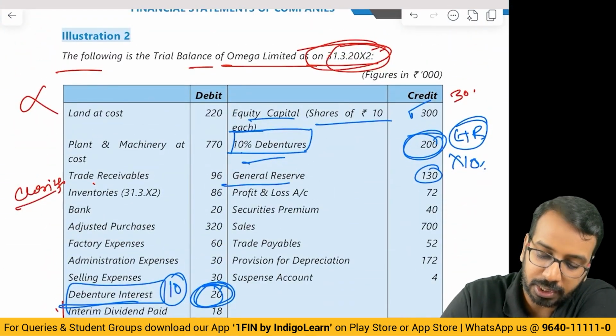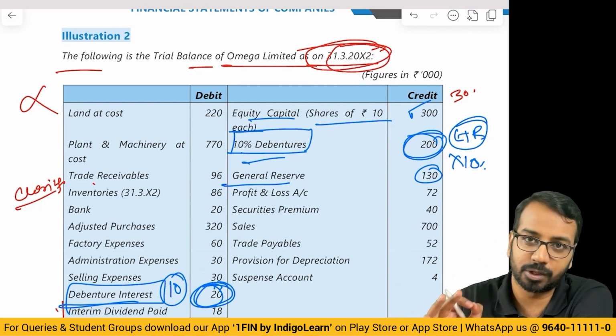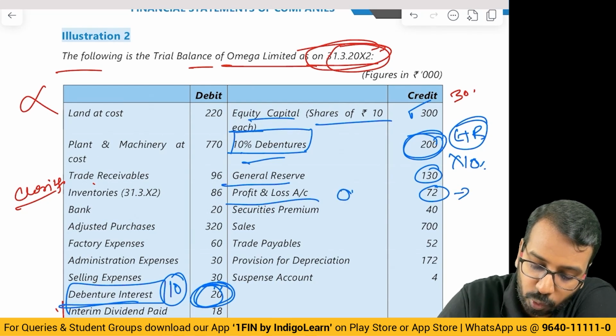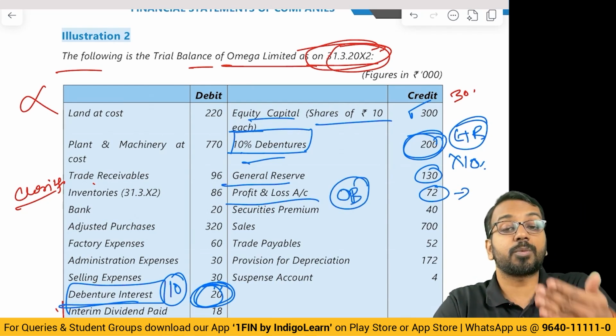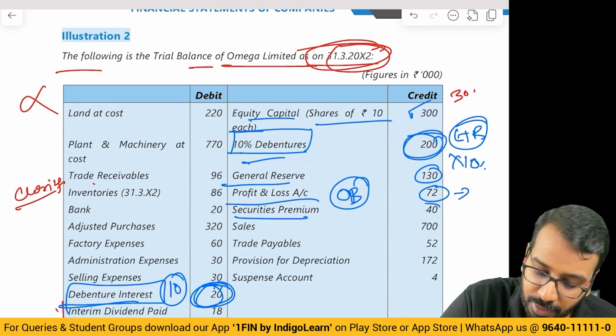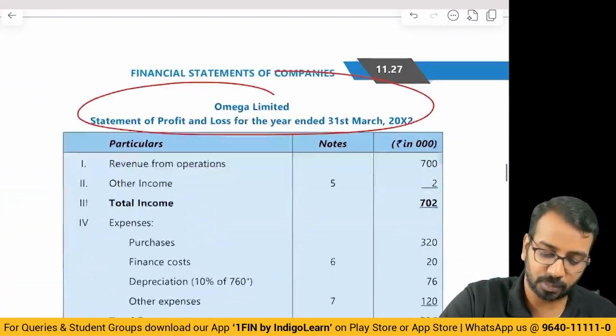Okay. Then general reserve 130. Where we will take this? We will take it to the reserves and surplus schedule. Profit and loss account 72. This represents opening balance. And whatever profit we get in the current year, we will take it from the P&L account. Securities premium also will go to reserves and surplus. So these three items will go to reserves and surplus schedule.